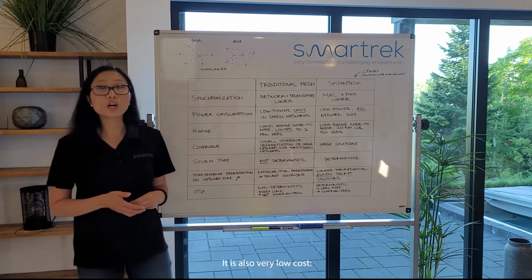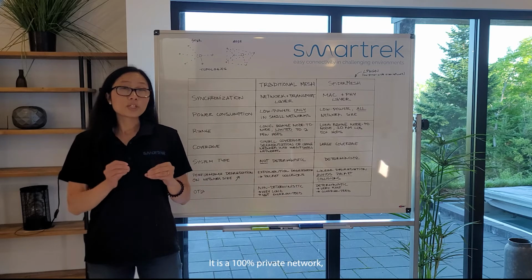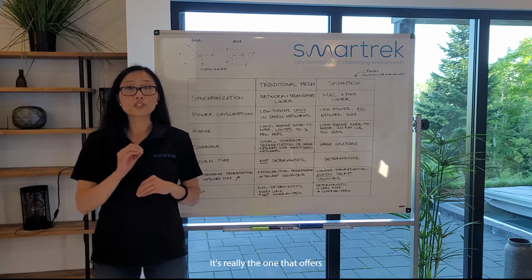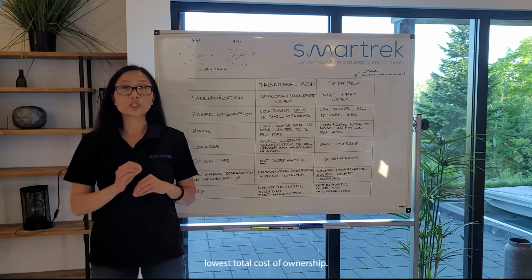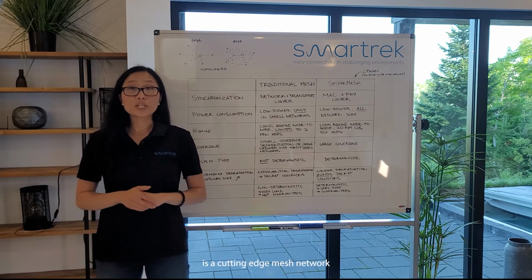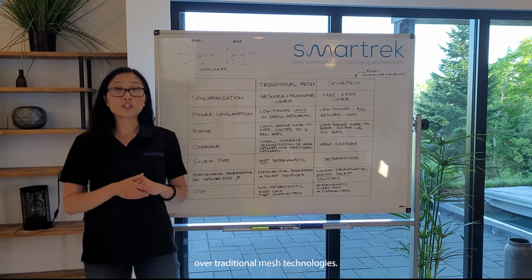It's also very low cost. Like traditional mesh networks, we do not need infrastructure. It's a 100% private network, and in LPWAN technologies, it's really the one that offers the lowest total cost of ownership. So to sum up, SpiderMesh is a cutting-edge mesh network protocol that offers many advantages over traditional mesh technologies.